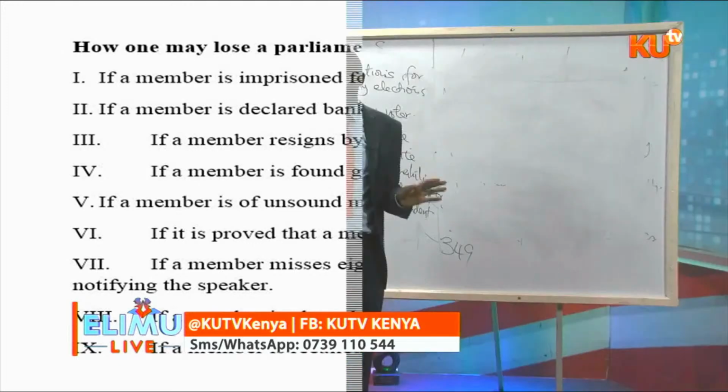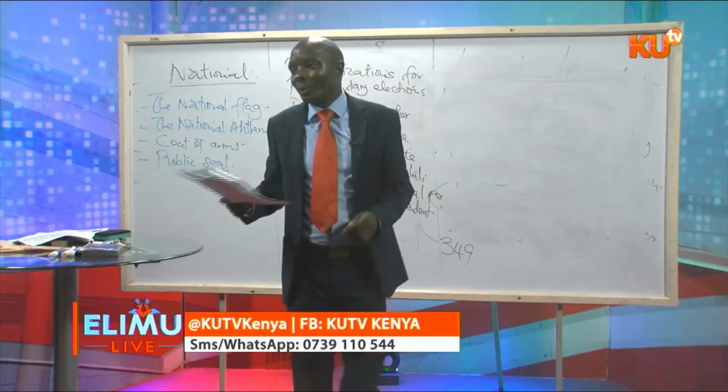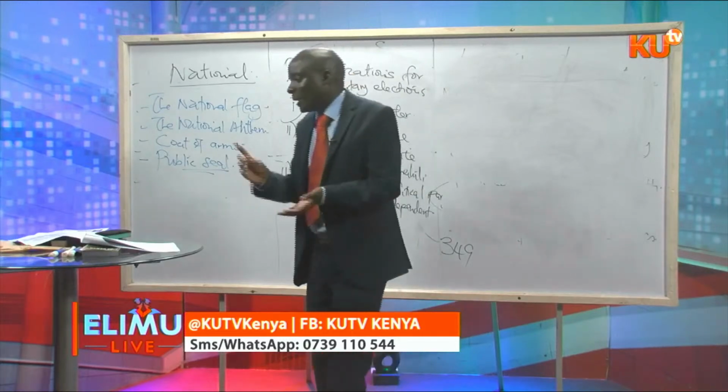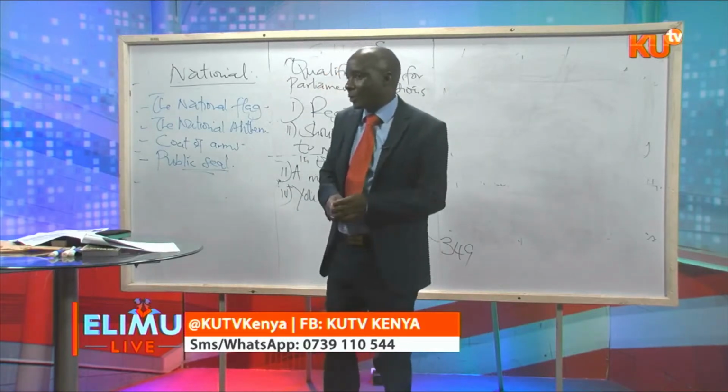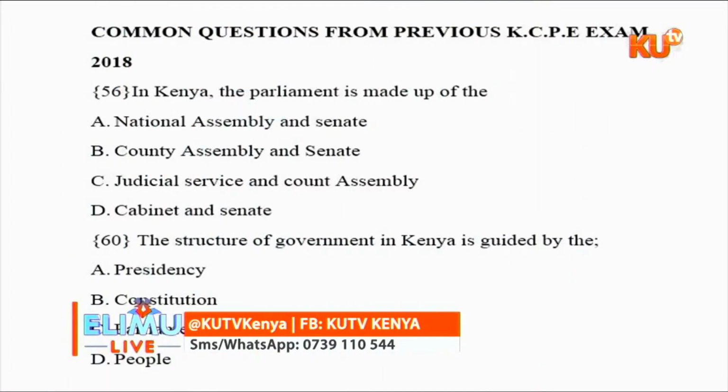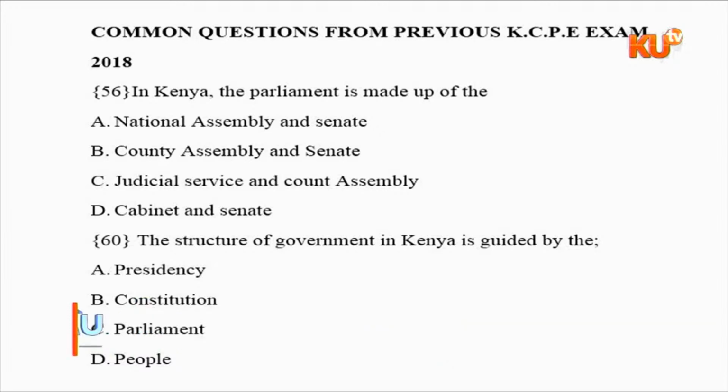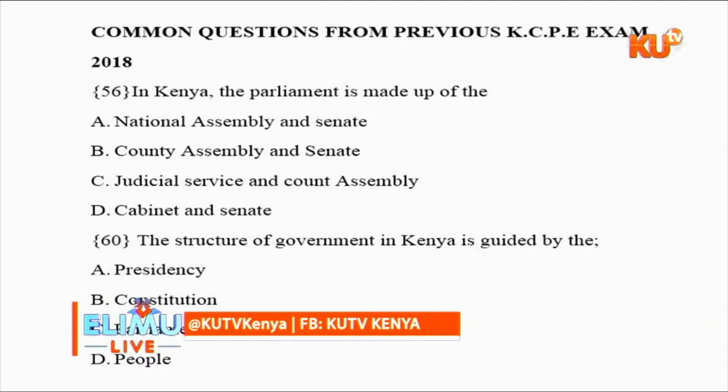My director can put up the questions. I'm not going to go through them. You can put up the questions for the students to know. For 2018, you can look at those as they are on the wall. I'm not going to discuss them because of time. Now, 2018, number 56: in Kenya, the parliament is made up of the National Assembly and the Senate.